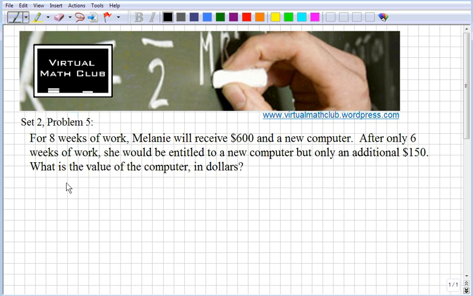Alright, our last problem in this set, problem number 5, says that for 8 weeks worth of work, Melanie will receive $600 and a new computer. After only 6 weeks of work, she would be entitled to a new computer, but only an additional $150. What is the value of the computer in dollars?